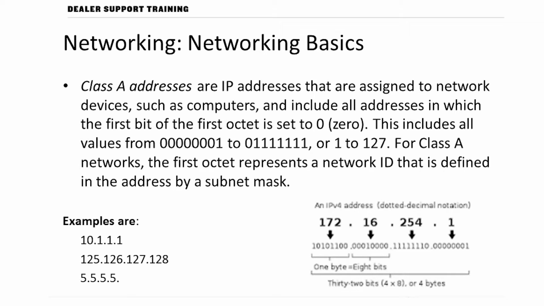Class A addresses are IP addresses that are assigned to network devices such as computers and include all addresses in which the first bit of the first octet is set to 0. This includes all values from 00000001 to 01111111, or 1 to 127. For Class A networks, the first octet represents a network ID that is identified in the address by a subnet mask. Some examples of this are 10.1.1.1, 125.126.127.128, 5.5.5.5.